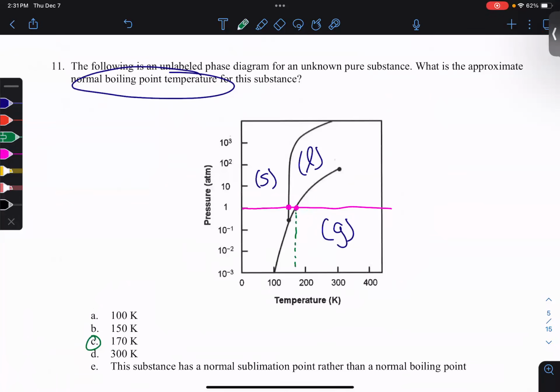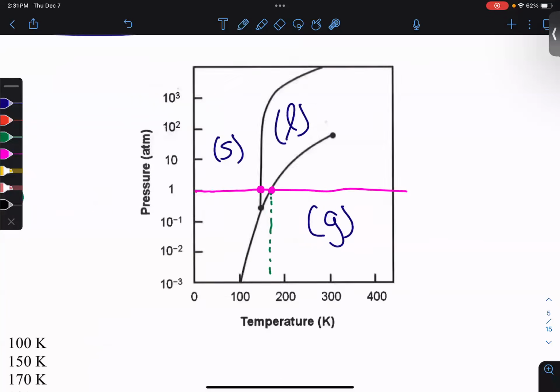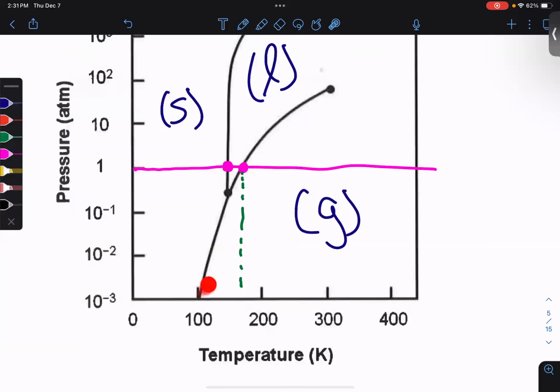Let me ask you another question. Does this substance sublime on Earth? What does sublime mean? Solid to gas. On Earth, normal means 1 atmosphere. So is there a solid to gas transition along 1 atmosphere? But you might be looking at this graph and thinking, oh, but solid to gas transition, that's right here, right?